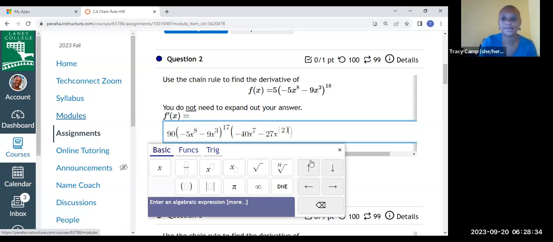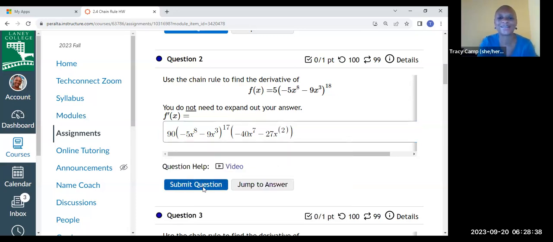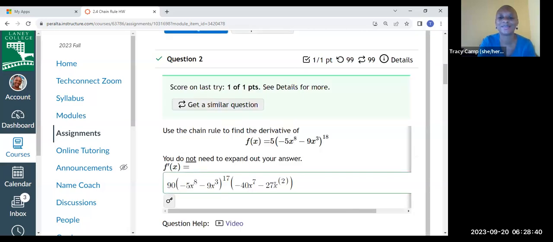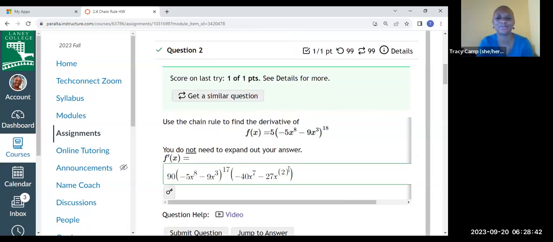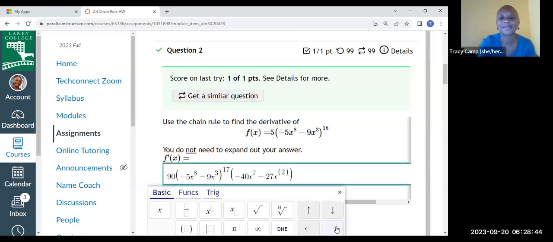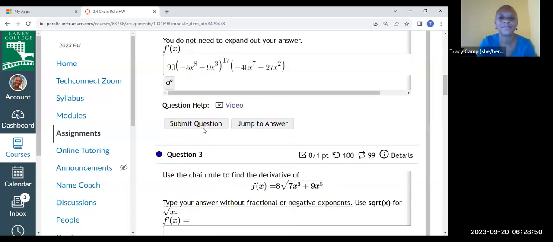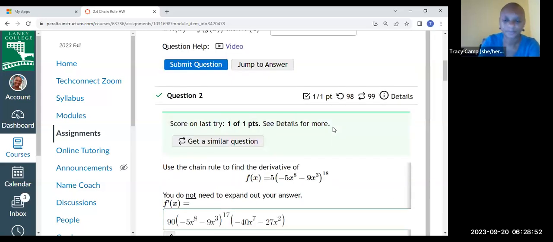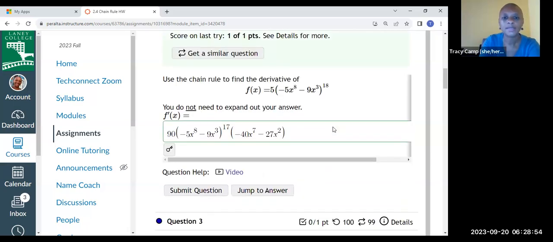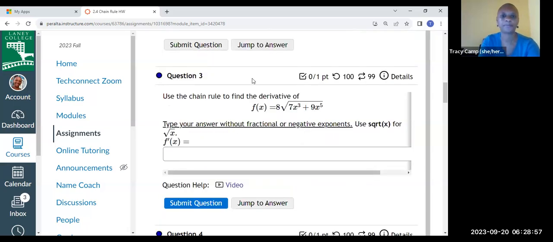Yes. So they say you do not need to expand your answer. I think they're saying, please don't expand it like I do. I don't know why that x squared is in parentheses. I must have done that accidentally, but it still marked it correct. So let's look at another one. Let's look at number 3.